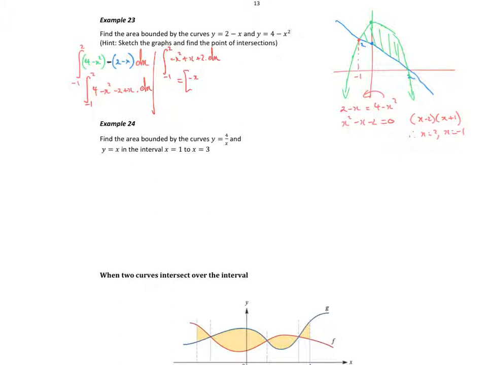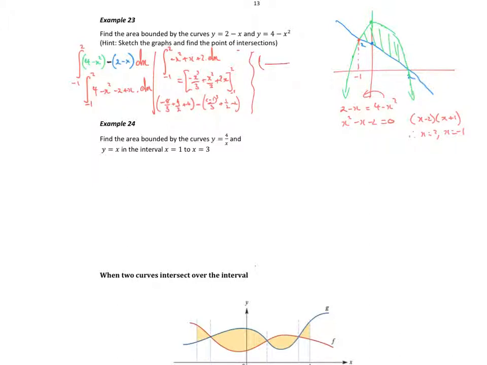Which is equal to, antidifferentiate: add 1 to the power and divide, add 1 to the power and divide, add 1 to the power and divide, between 2 and negative 1. Substitute 2 in, I get negative 8 on 3 plus 4 on 2 plus 4. Subtract. Actually, it should be negative 1, shouldn't it? Negative 1 cubed on 3 plus negative 1 squared over 2, minus 2.